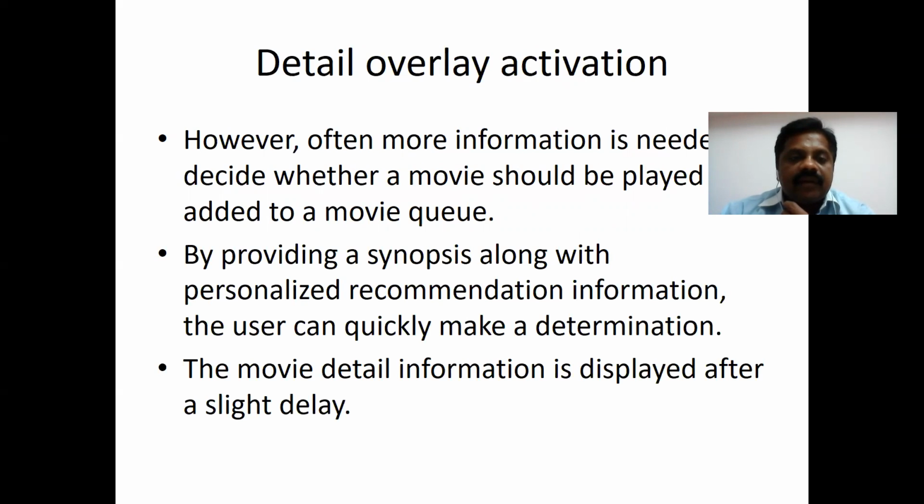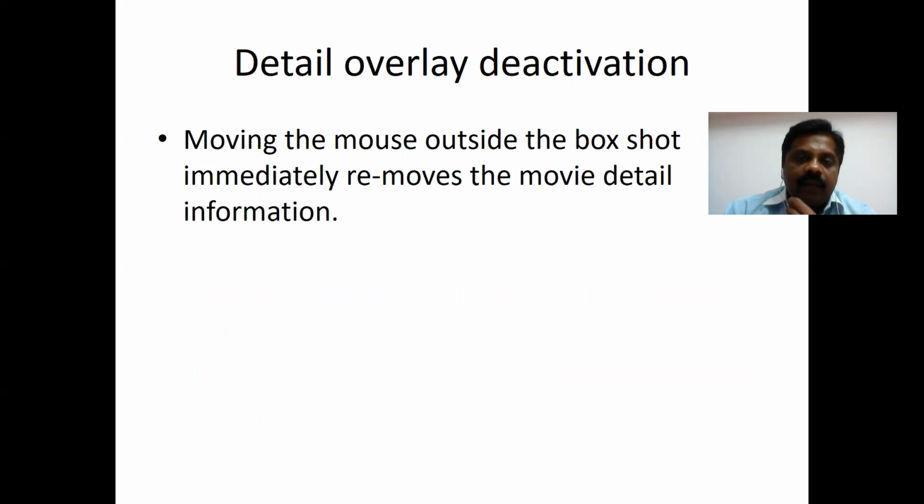Detail overlay activation. However, often more information is needed to decide whether a movie should be played or added to a movie queue. By providing a synopsis along with personalized recommendation information, the user can quickly make a determination. The movie detail information is displayed after a slight delay. Detail overlay deactivation. Moving the mouse outside the box shot immediately removes the movie detail information.